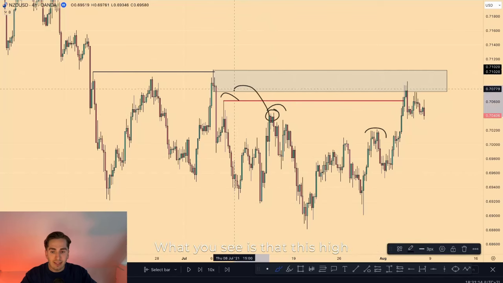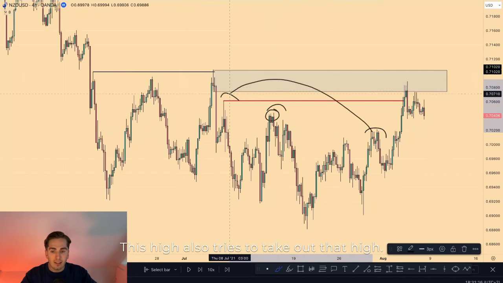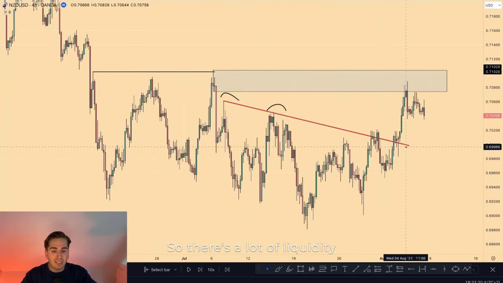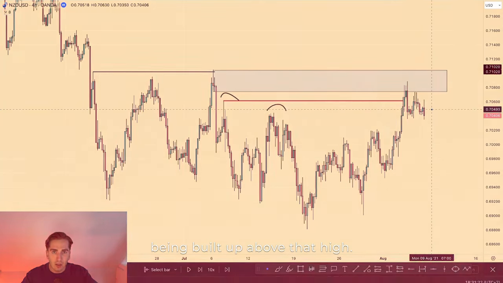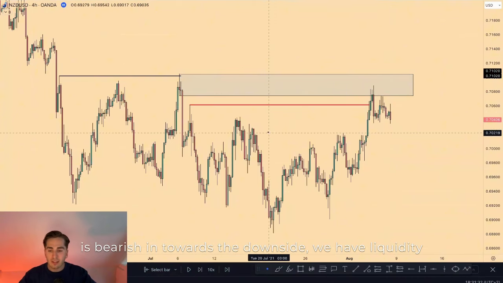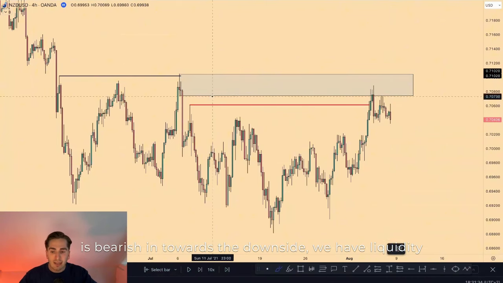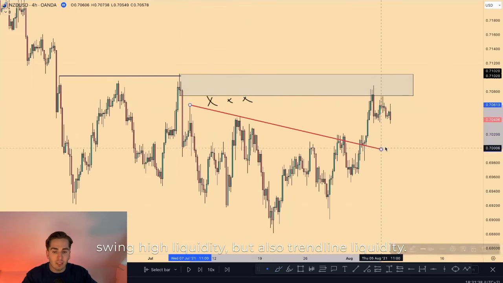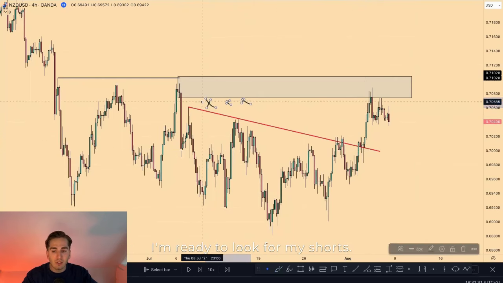What you see is that this high tries to take out the high. This high also tries to take out that high. They fail to do so. So there's a lot of liquidity being built up above that high. Now that I understand that the overall market structure is bearish towards the downside, we have liquidity above this high, which is both, let's say, swing high liquidity, but also trendline liquidity. I'm ready to look for my short.